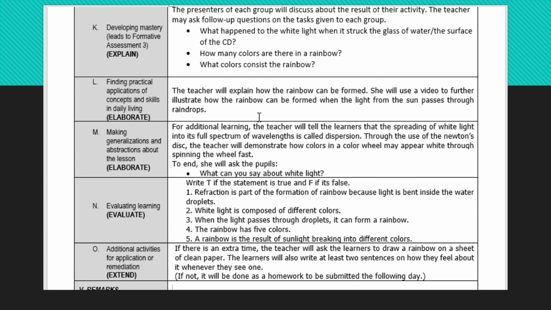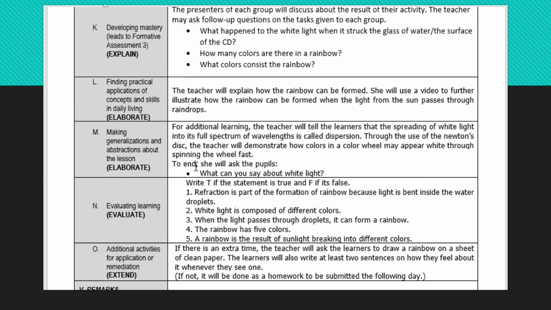So, pinost ko yung certain portion of the video wherein nagkaroon ng angle, and then I asked the student what kind of angle is that. Is this an acute angle, an obtuse angle, or a right angle? And again, that is a part of integration wherein the students were able to identify what kind of angle is that. And yung angle pala ay may kinalaman din in the formation of rainbow. Letter M is making generalizations and abstractions about the lesson. Part pa rin ng elaboration.